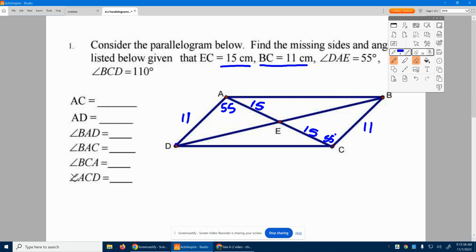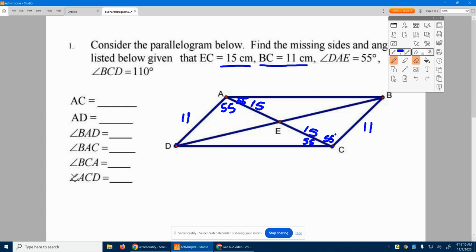Now it says BCD. This whole angle, that whole thing, it says is 110. Well, if it's 110, this corner up here has to be 110. But we already know the one piece is 55. So if we do 110 minus 55, it's going to make this guy be 55 also. A little weird, but both those pieces are going to have to be 55.